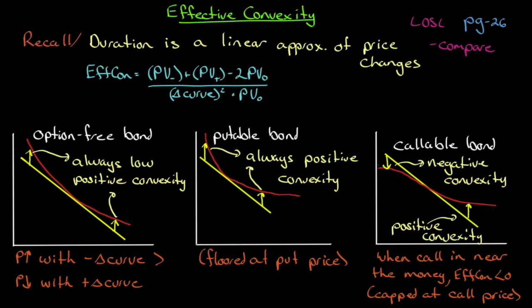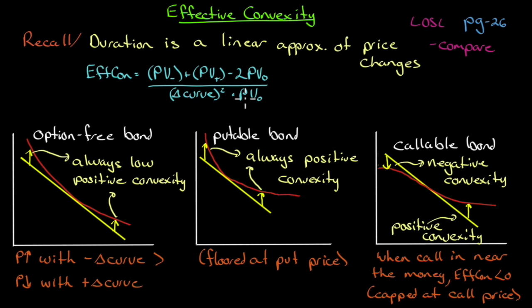All right, well, with effective duration behind us, let's look at the second part of this measure, effective convexity. And you'll recall we use effective convexity because duration is a linear approximation of price changes, and the shape of the bond curve, when you plot price against changes in rates, is convex. So you'll recall effective convexity is this formula here: PV minus plus PV plus minus 2 times PV naught over the change in the curve squared times PV naught.